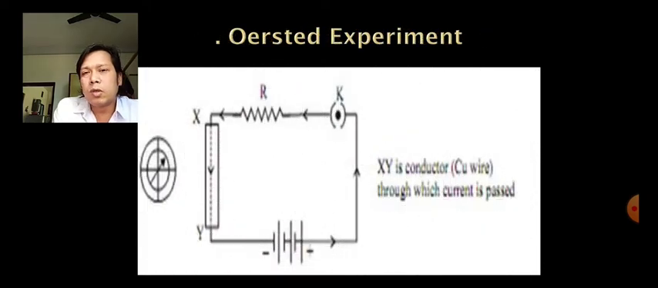Now, this is the typical circuit diagram of the experiment that we have conducted. You can see the circuit and you can see XY as a conductor. We have not made any conductor, our wire was acting as a conductor. When the switch is on, we have seen that there is a deflection in the needle of the compass, which was proof that a magnetic field was created around the current carrying conductor.